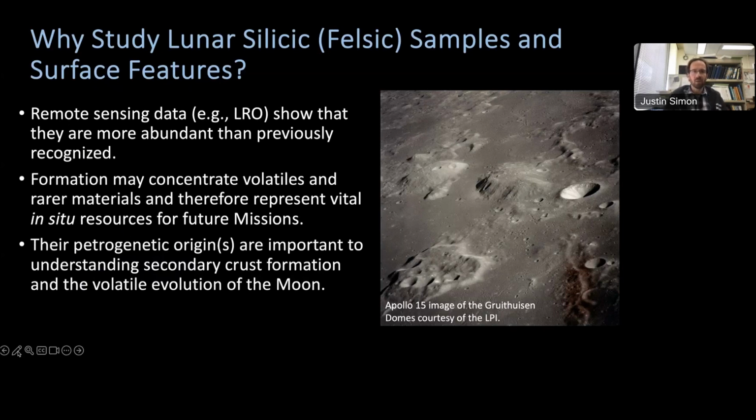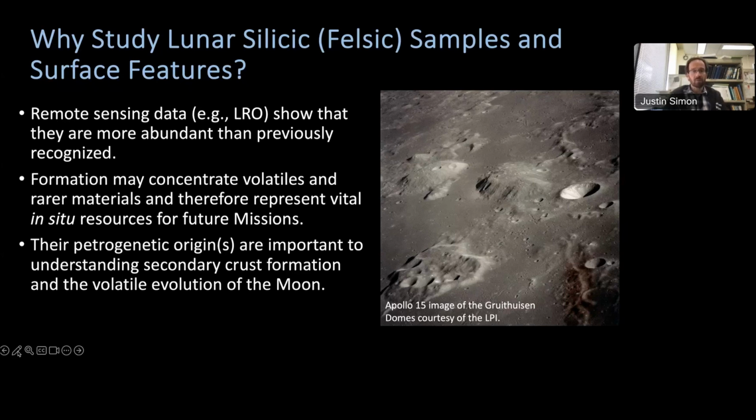So why study lunar silicic or felsic samples and silicic surface features? This image on the right is showing some relatively recent remote sensing data or images that have been followed up with spectroscopy that show that there are silicic features on the moon that are probably more abundant than previously recognized. Certainly, when I started studying the moon, the felsic samples were the rarity, and there weren't really any connection to features that we were trying to see on the moon.